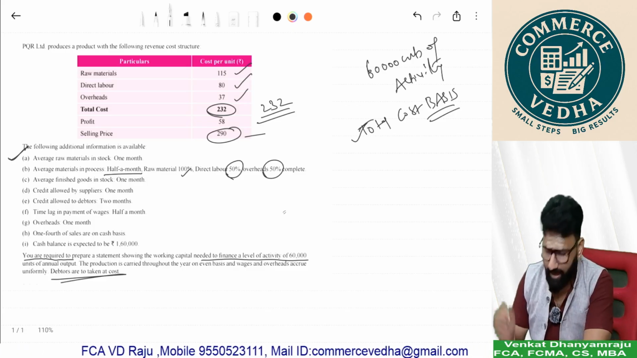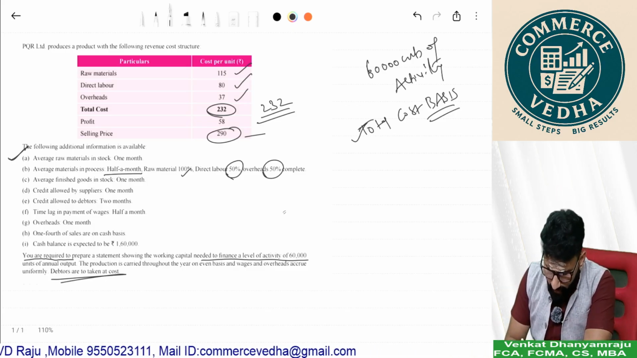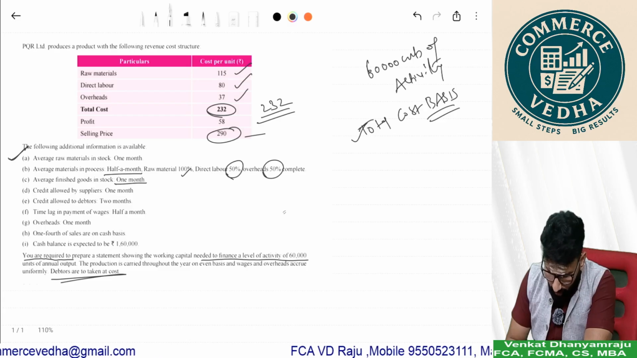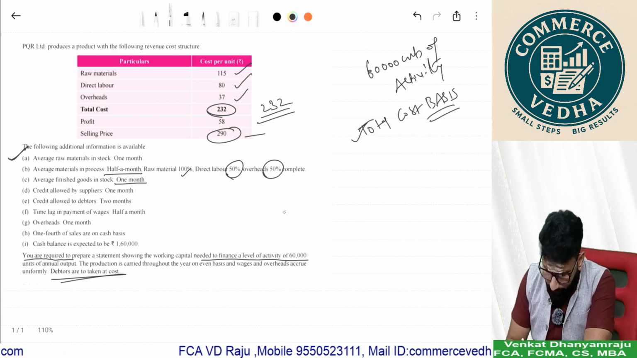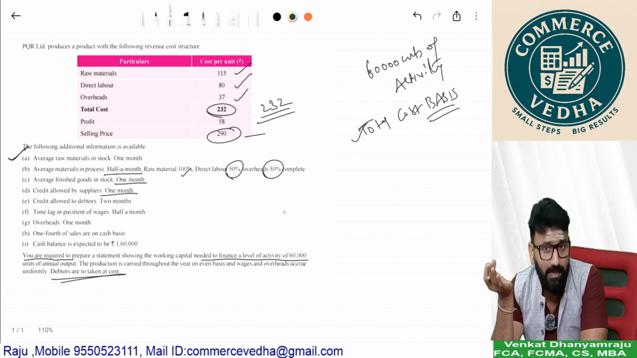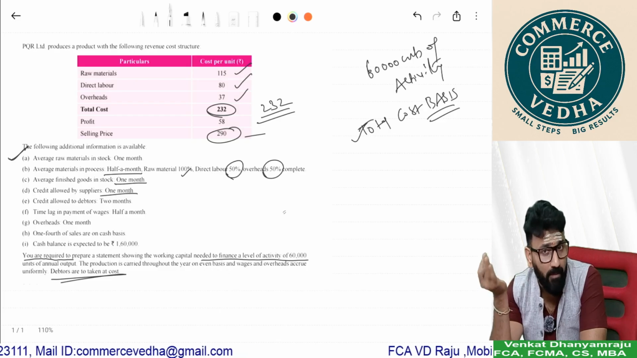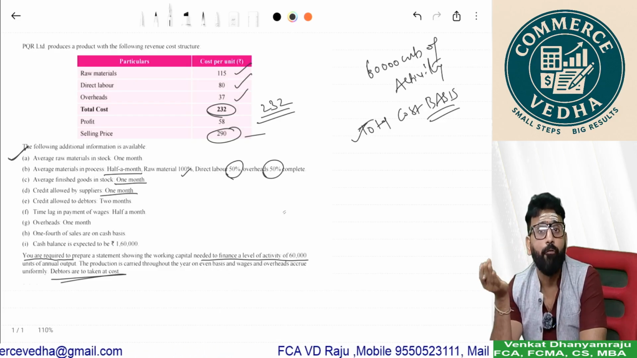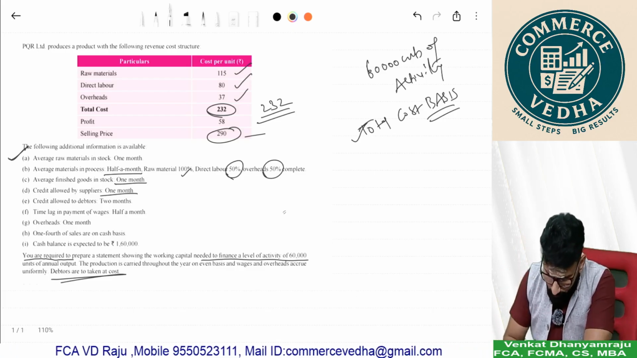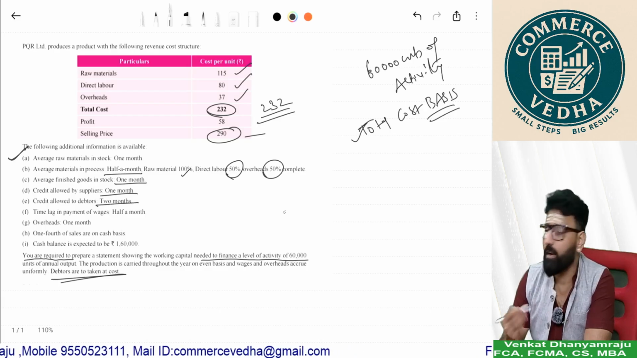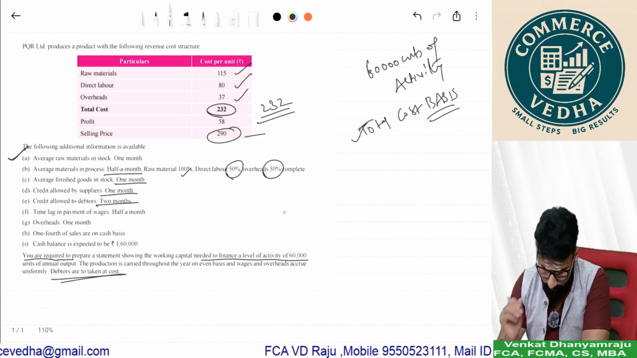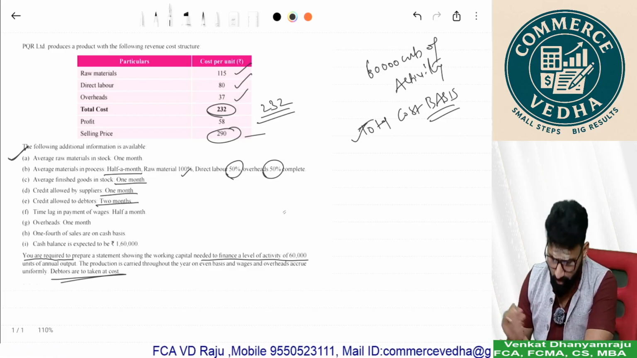In this question, it is given. And it says finished goods are stocked for 1 month and credit allowed by suppliers is 1 month, which means you can pay 1 month later. You buy today, you pay 1 month later. So your credit period from your suppliers is 30 days, and you allow 2 months credit to your customers. So customers will pay you after 2 months. So for 2 months your money is stuck.